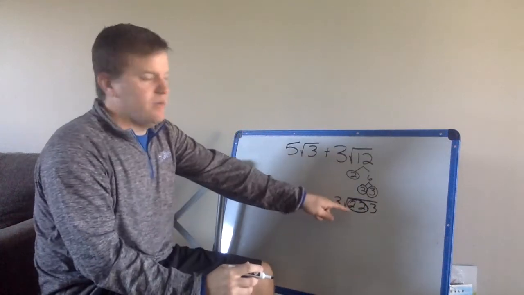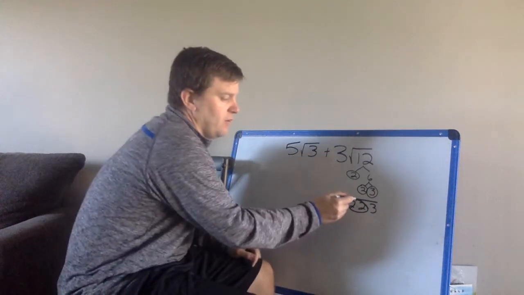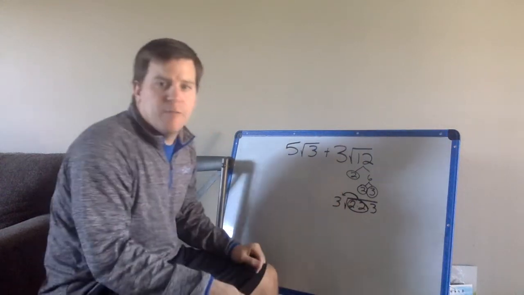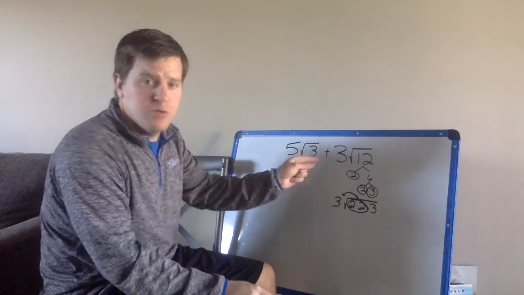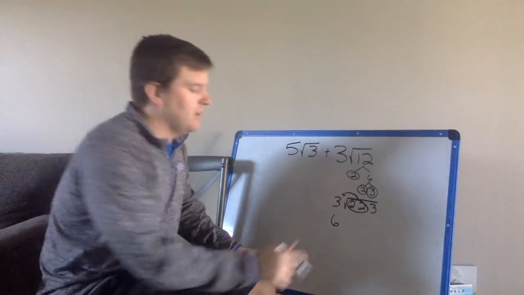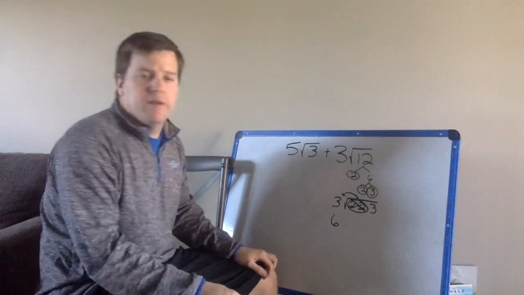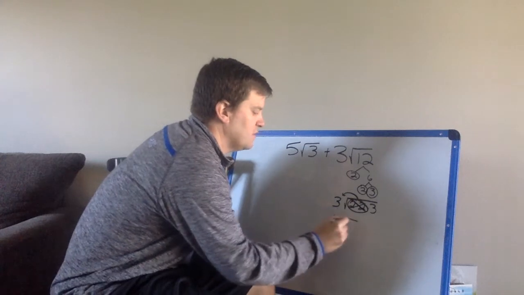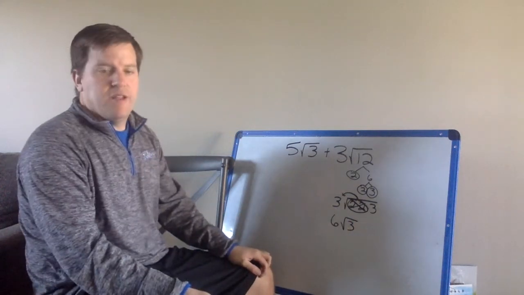For every 2 that we circled, we brought 1 out front, and remember, we multiplied it with that number out front. So we brought 1 2 out. Well, we have 3 times 2. That's going to give us 6. Okay, remember, the other one goes away. And then what we have left is the square root of 3 underneath.